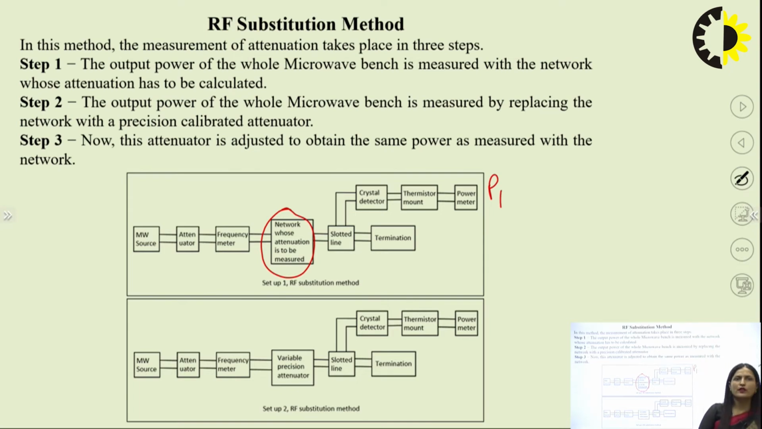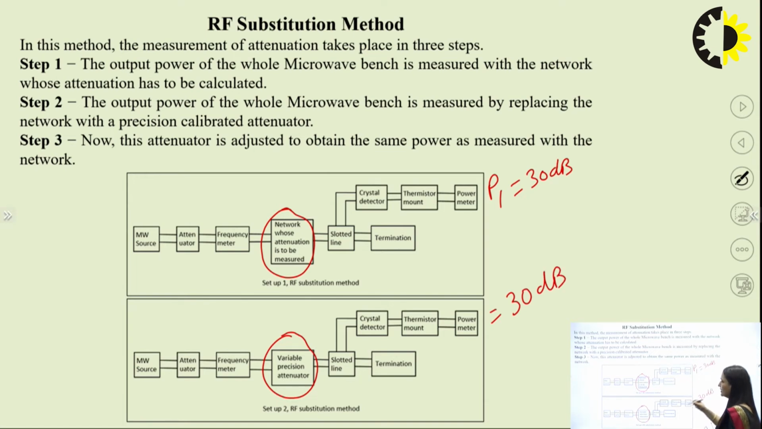The output power of the microwave test bench is measured by replacing the network with the precision calibrated attenuator. Now in place of this, we are using one variable precision attenuator, right? The attenuator is adjusted to obtain the same power as measured with the network. It means if this power comes out to be 30 dB, so now we will replace this device with a variable precision attenuator, and from this variable precision attenuator we again want a reading of 30 dB.